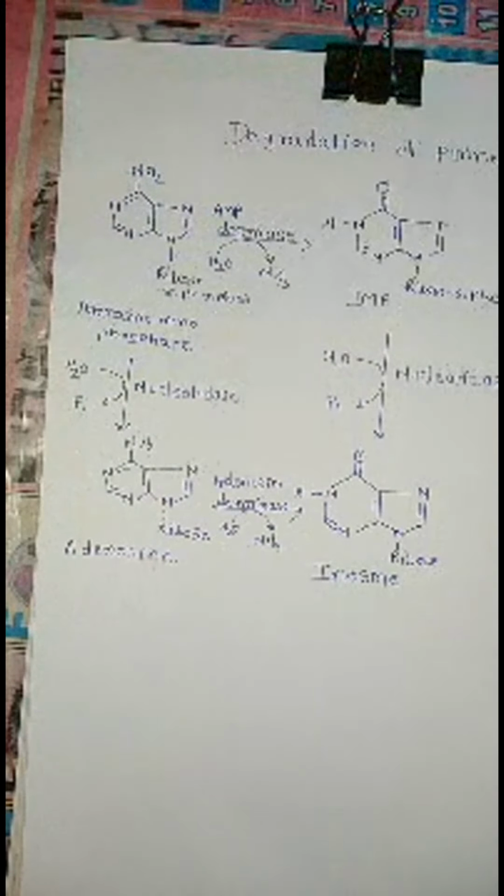But in the reaction, inosine and guanosine will continue the degradation, but adenosine can convert into inosine. So adenosine will not directly convert into uric acid, it will convert into inosine first, and that inosine undergoes degradation to form uric acid. So after this we will concentrate only on inosine and guanosine. So guanosine, here the double bond is present and here a ribose sugar.